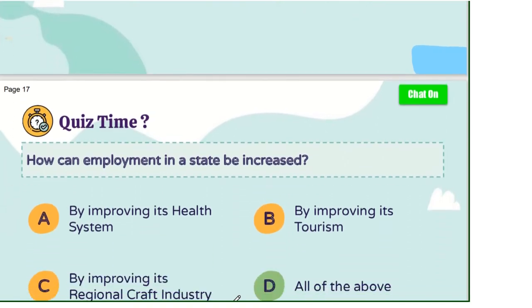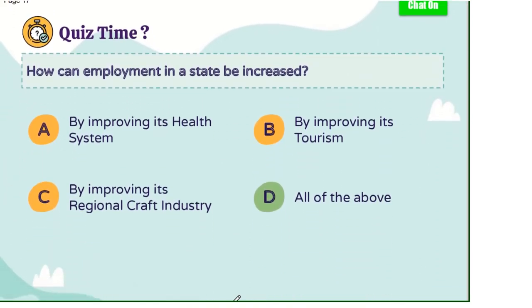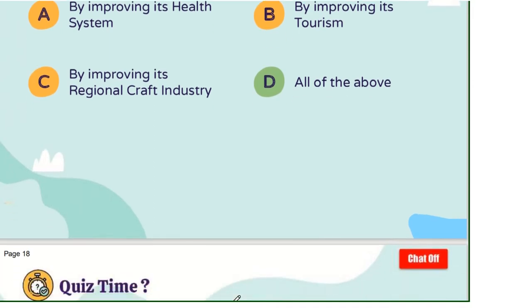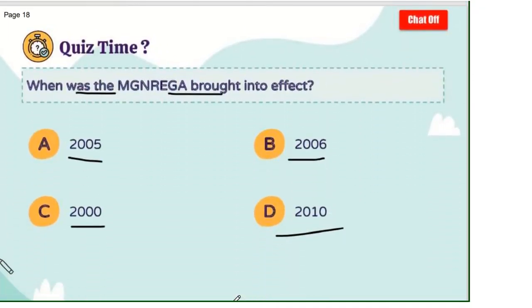The next question. When was MGNREGA brought into effect? Option A 2005, option B 2006, option C 2000 and option D 2010. Remember when it was implemented. When did the right to work get implemented in 625 districts of India? Who gave this right? Mahatma Gandhi. So in which year was MGNREGA brought into effect? Try to recall.